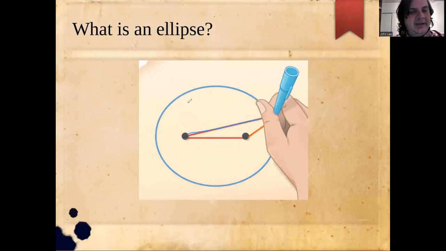And depending on how far apart these two points are, the ellipse gets wider and wider rather than just being a circle, like it almost is for the motion of the Earth around the sun or the motion of the moon around the Earth.